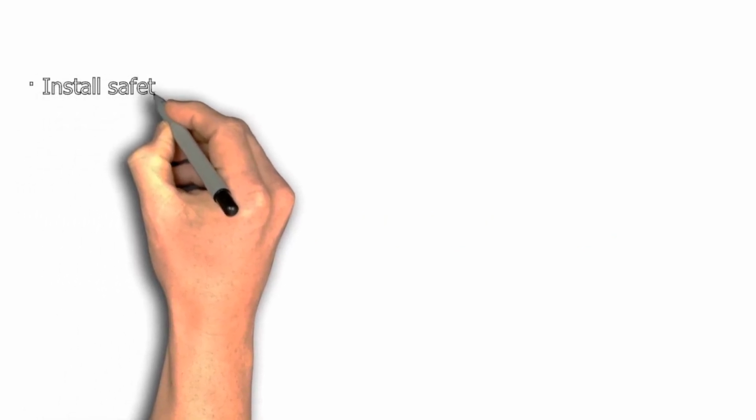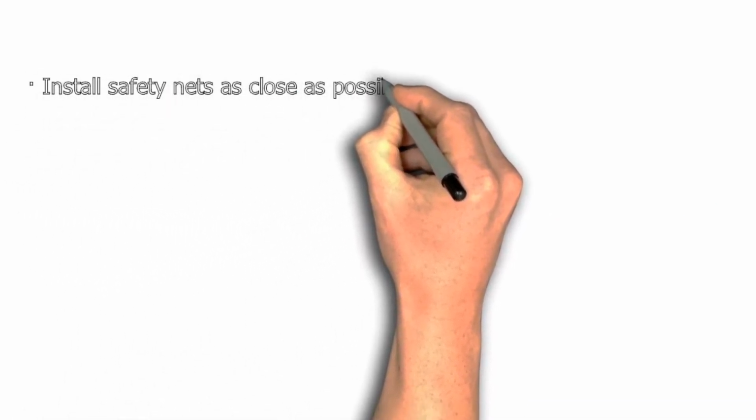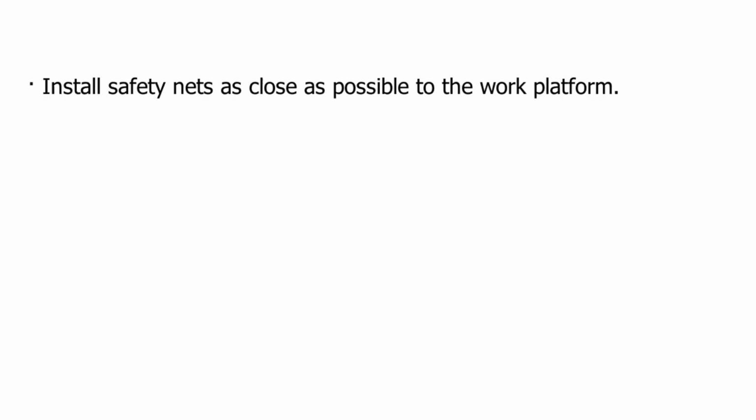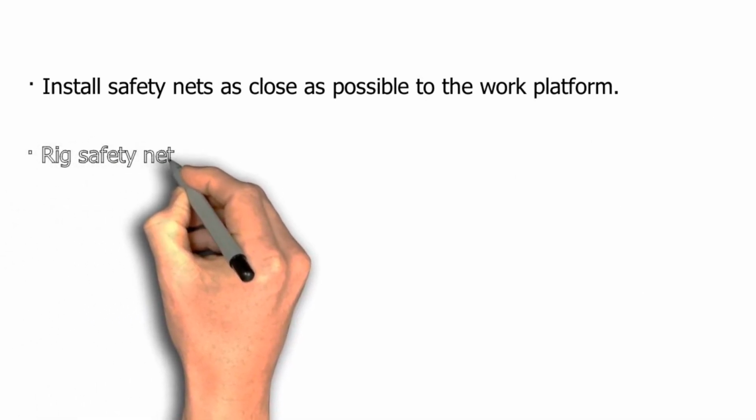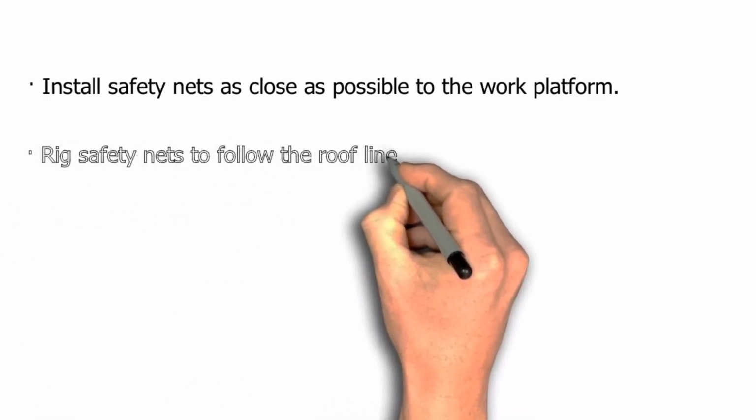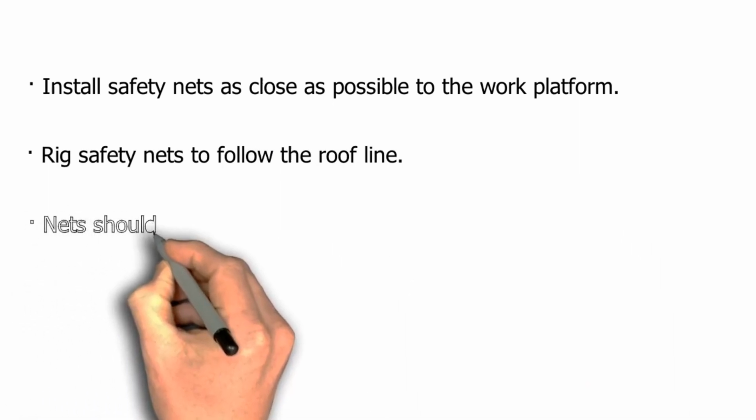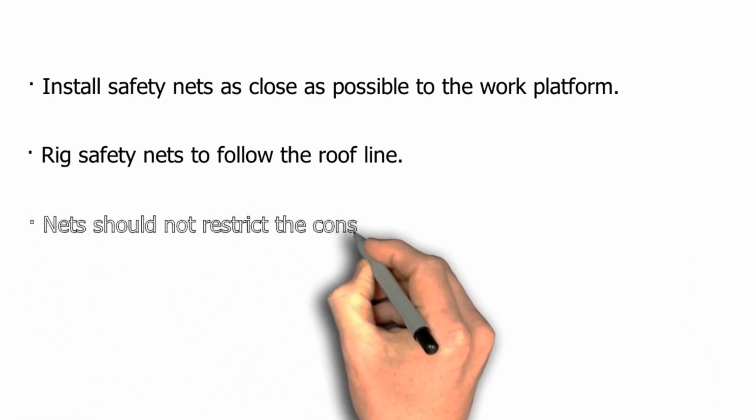Installation, generally. Install safety nets as close as possible to the work platform. Rig safety nets to follow the roof line. Nets should not restrict the construction work.